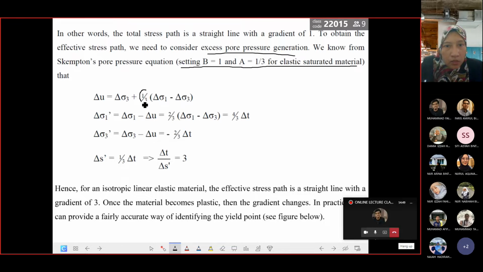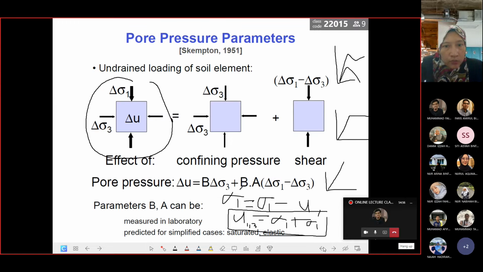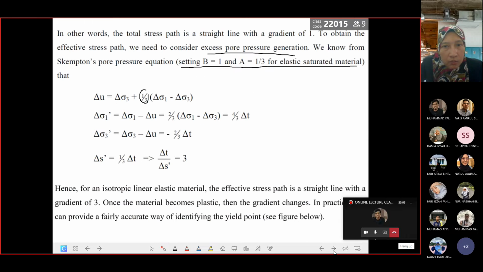Okay, where does the 1/3 come from? So remember back from our slide previously. Okay, this is what it tells us: delta U is equal to B delta sigma 3 plus B times A times the difference, delta sigma 1 minus delta sigma 3. Because it is an elastic, saturated material, it has been told that A is equal to 1/3. So you just replace it. B here disappears because it is equal to 1.